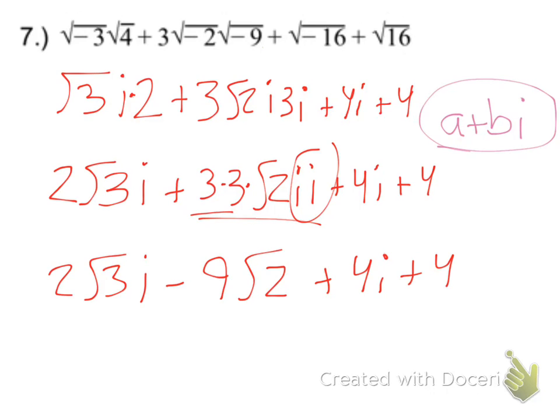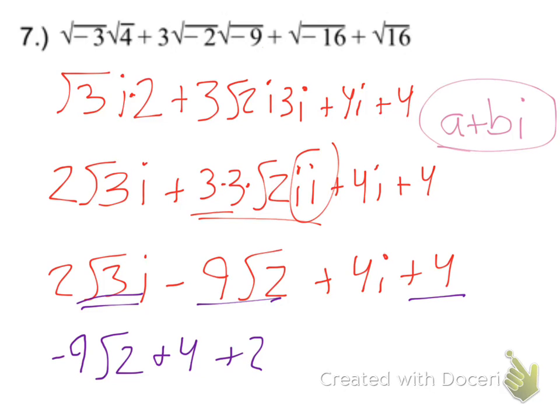Now, to get it into the form of a plus bi, I need to put the real stuff first and put the imaginary stuff second. So of our numbers, what's real? Is this real? No, because that's 9 with a square root. This? Yes. This? No. And the 4. So I need to put the negative 9 square root of 2 first with the 4. So negative 9 square root of 2 plus 4, right? And then I'm going to go back and place plus 2 square root 3i plus 4i.